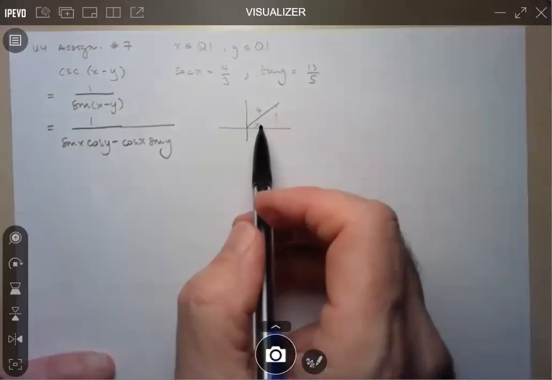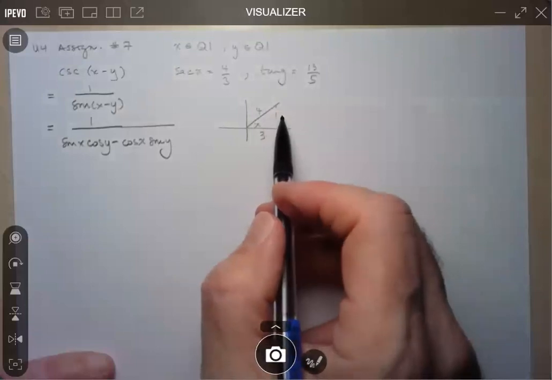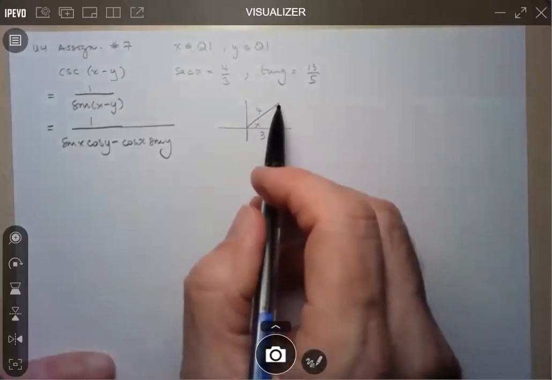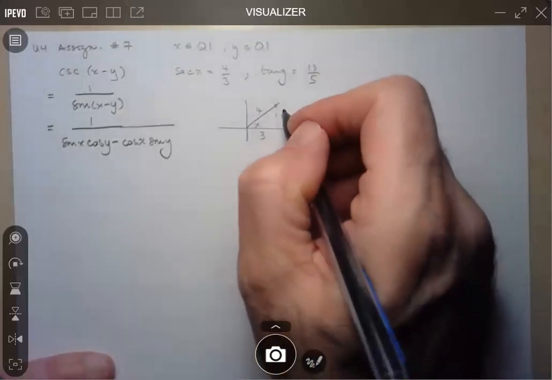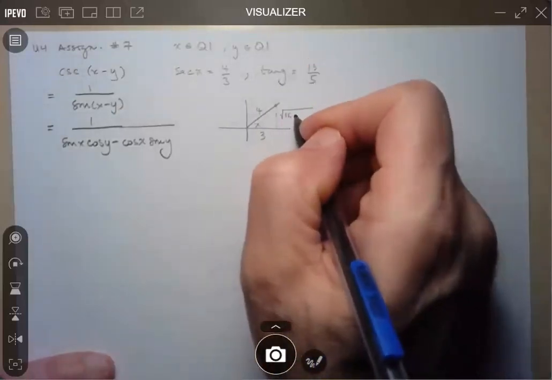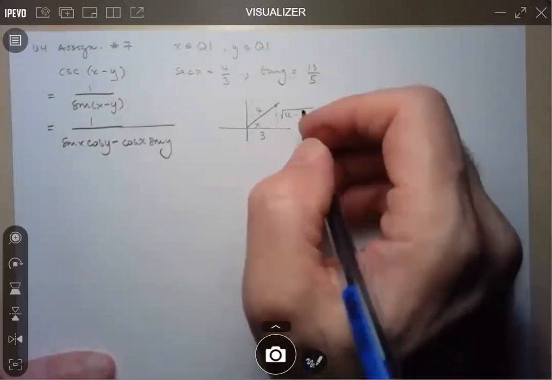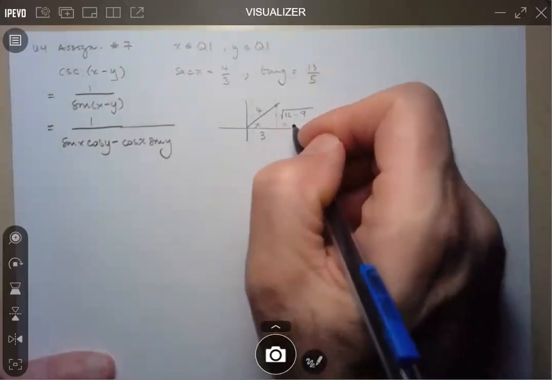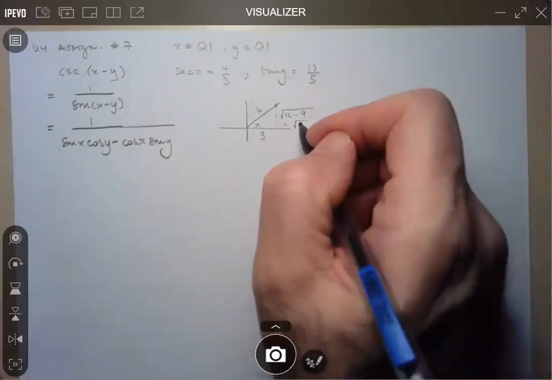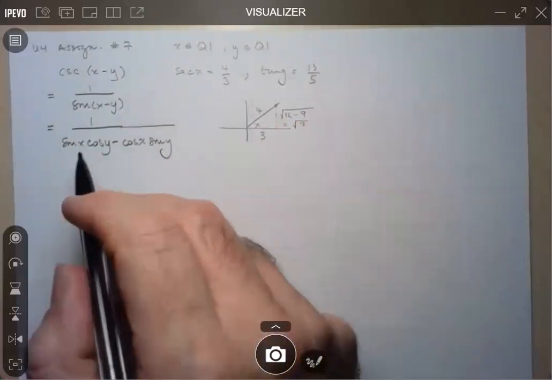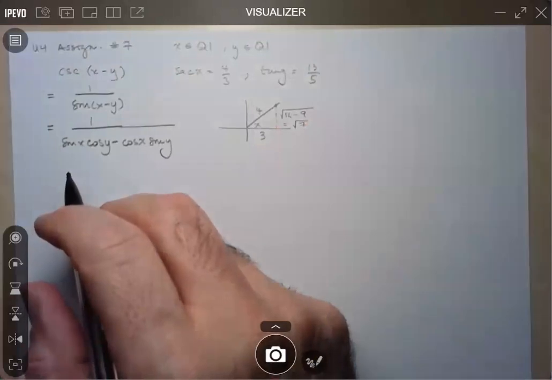And now in order to find sine of x, I'm going to need the opposite side, or the y value of this point. And of course, I'm just going to use Pythagoras for that. So this is going to be 4 squared minus 3 squared, 16 minus 9, which is 7. So root 7. So now I can find the missing part.